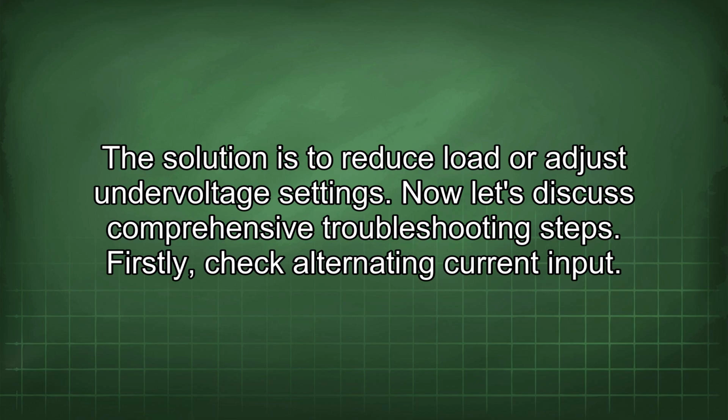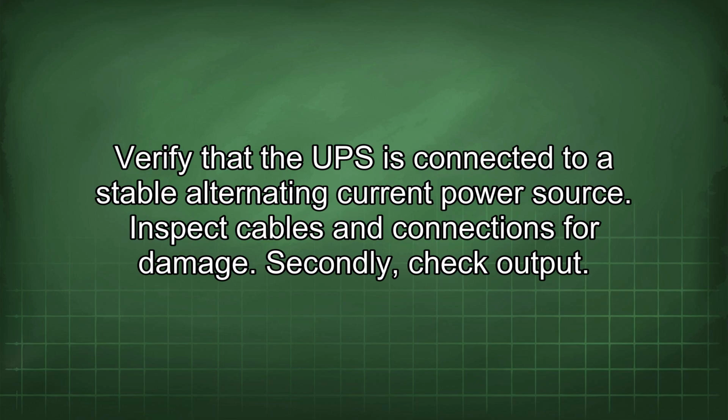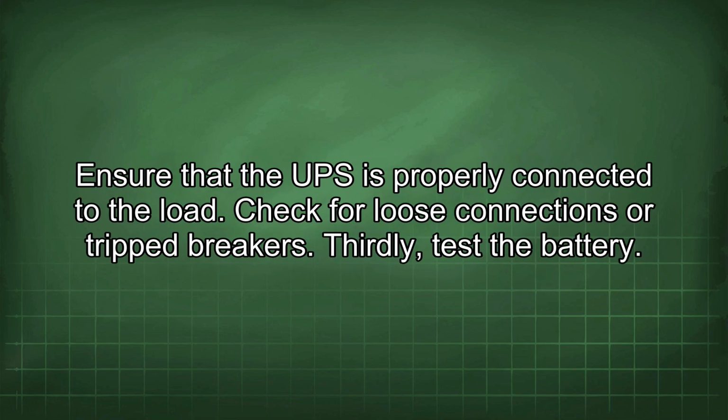Now let's discuss comprehensive troubleshooting steps. Firstly, check alternating current input. Verify that the UPS is connected to a stable alternating current power source. Inspect cables and connections for damage. Secondly, check output. Ensure that the UPS is properly connected to the load. Check for loose connections or trip breakers.